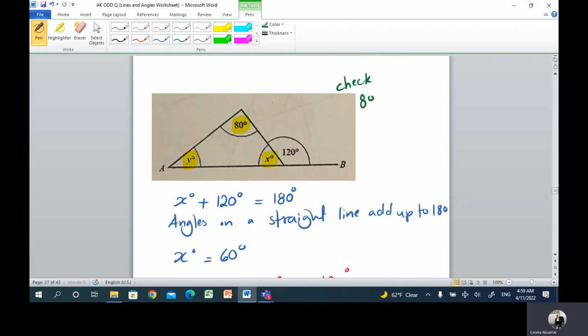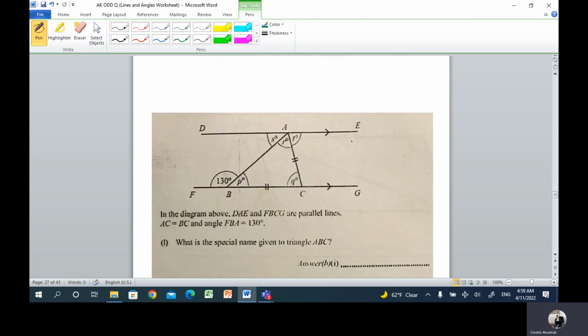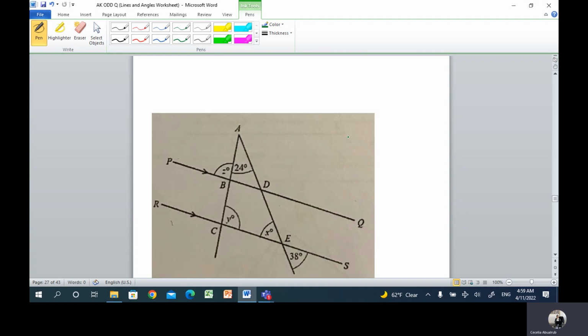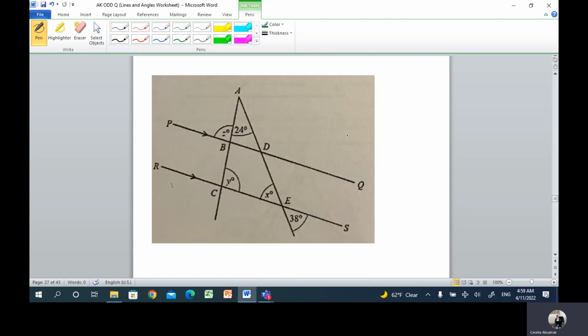So 80 plus, we found x as 60 plus y as 40. If you add 80 plus 60 plus 40, the answer will be 180 degrees. Okay, let's skip and let's move to this question here. So 24, okay, let's start with the one that we can find first.